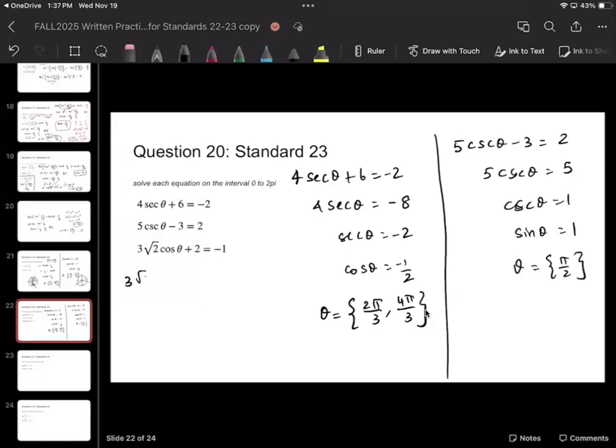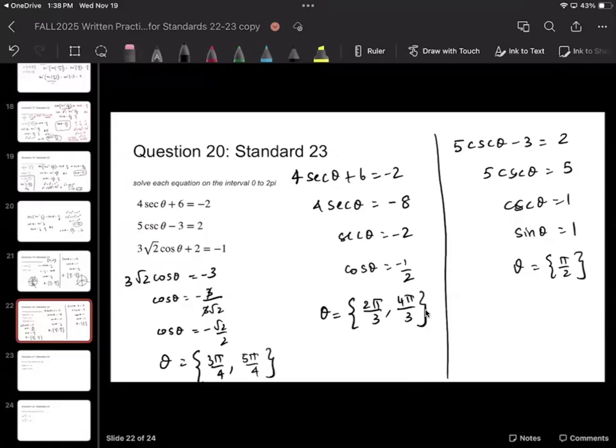Then 3 pi over 2 cosine theta plus 2 is negative 1. 3 pi over 2 cosine theta is negative 3. Cosine theta is negative 3 over 3 root 2, which is 1 over root 2 or root 2 over 2. So where is cosine theta negative root 2 over 2? In quadrants 2 and 3, right? So that would be 3 pi over 4 and 5 pi over 4.